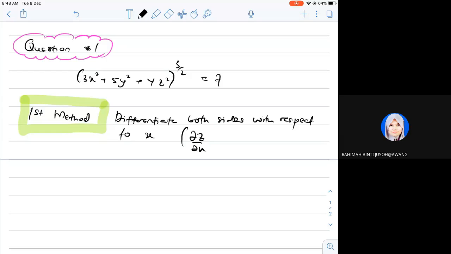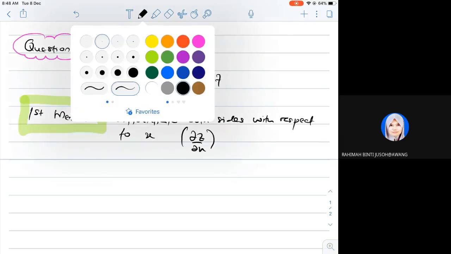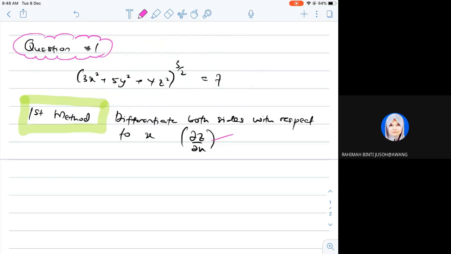Okay, guys, now for this case del z del x, if you use first method, what happened, guys? We will have two variables. Okay, z becomes variable, x also variable. You akan ada dua variables, z dengan x. So hanya y sahaja constant. Alright, only y as the constant.